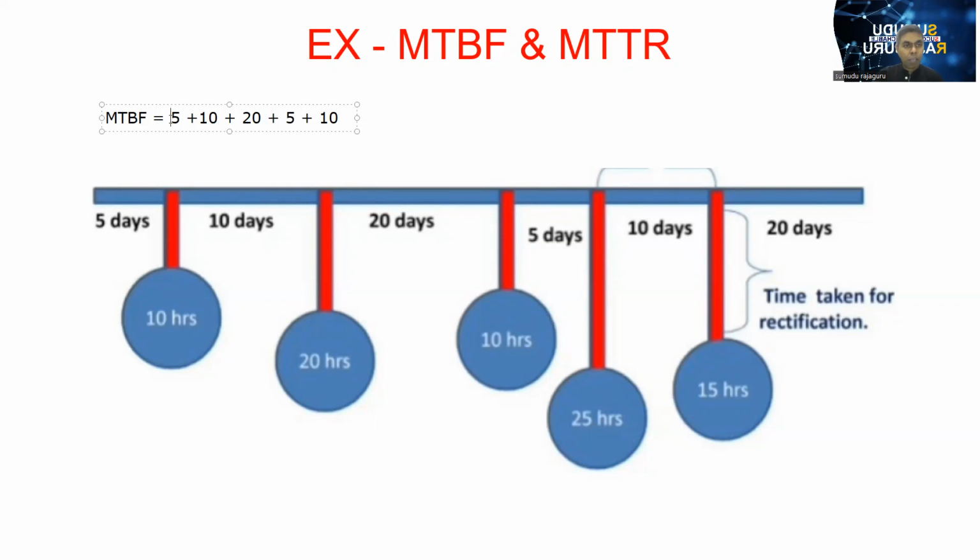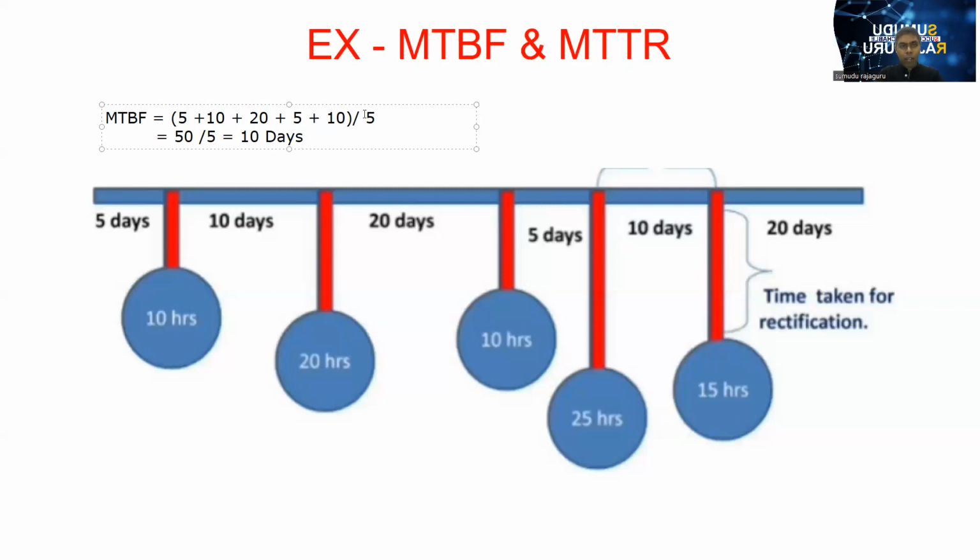So what is the total working time? Okay, 5 plus 10 plus 20 plus 5 plus 10. That means 50. So when we take the mean value, the average value, we have to divide by 5. Why do we want to divide by 5? There are 5 occasions. So what is the average time between failure, if not mean time between failure? 50 divided by 5, that means 10 days. So MTBF is 10 days.